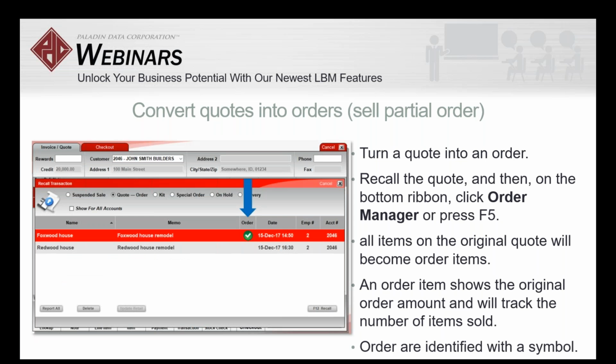Now, when you bring up the order, and it identifies that the customer has an order, let's say they have an order and a quote, it's going to show you a symbol. That little green symbol with the checkbox means it has been converted from a quote to an order.